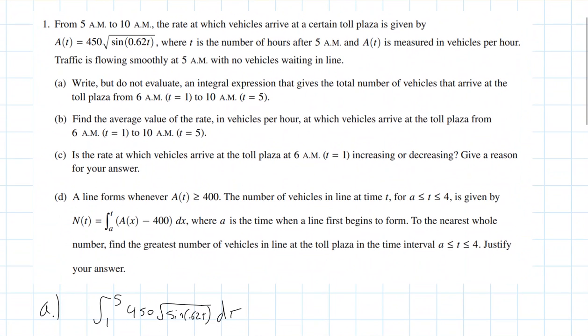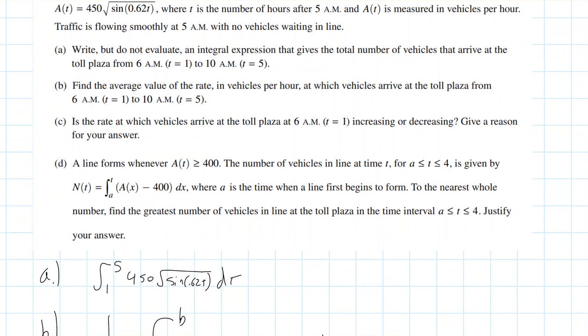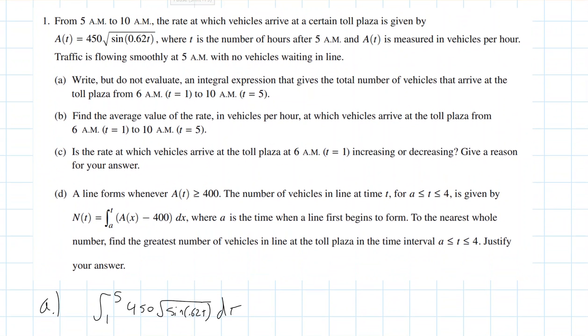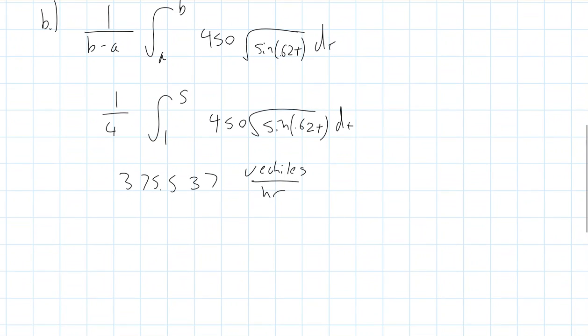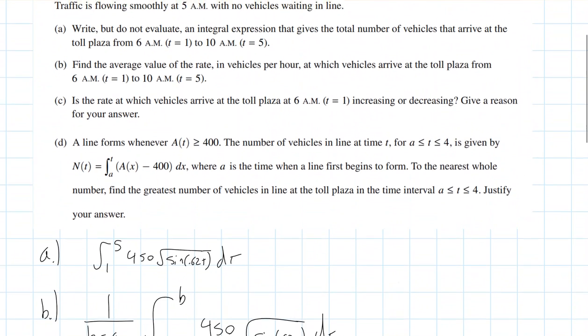Okay, on to part C. Is the rate at which vehicles arrive at the toll plaza at 6 a.m., t equals 1, increasing or decreasing? Give a reason for your answer. By far the easiest way to do this, especially with a calculator, is just to plug in the derivative of the function at the specified value. So for part C, we're going to evaluate the derivative at 1 and see if that's positive or negative.